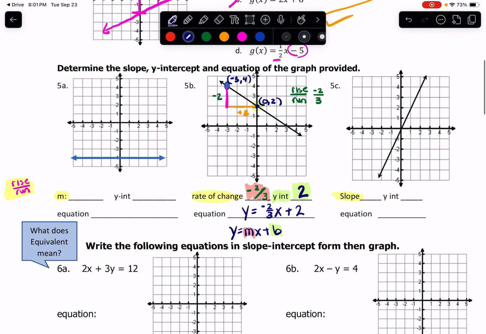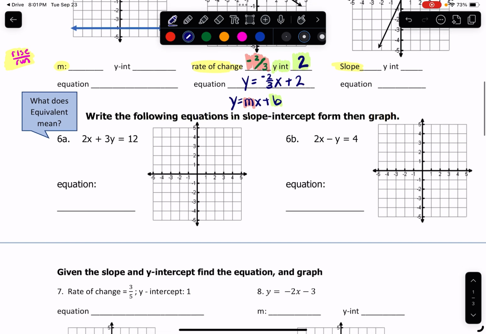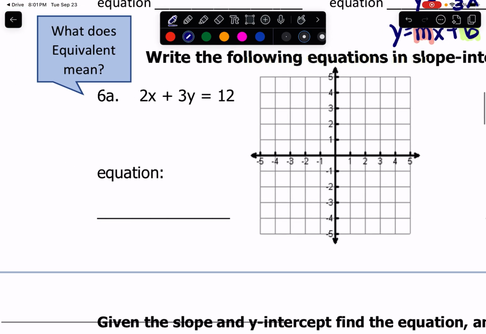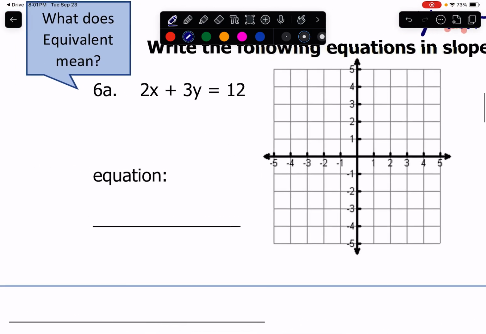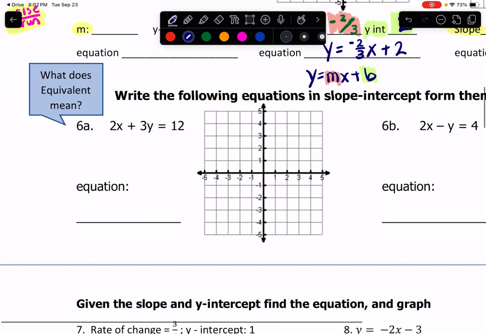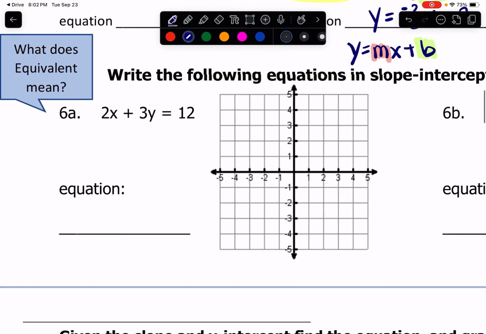Okay, let's look. I'm going to leave 5a and 5c for you guys to do. We'll do 6a. Okay, so we've got this little bubble here. It says what does equivalent mean? So we're going to talk about that in a second. All right, let's look at this equation. In order to graph this equation, wait a second, let me read the directions. Okay, yeah, it wants me to get this in slope-intercept form.